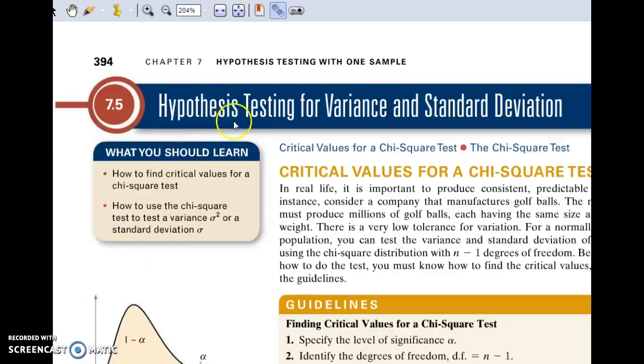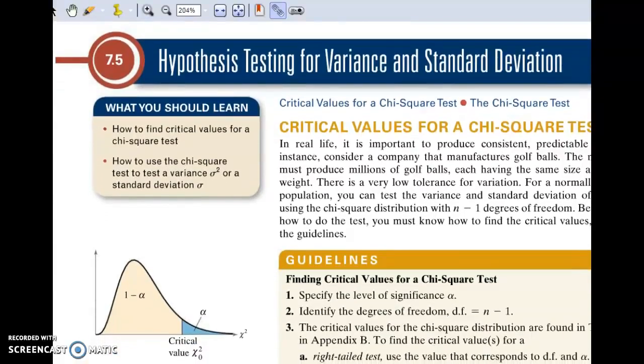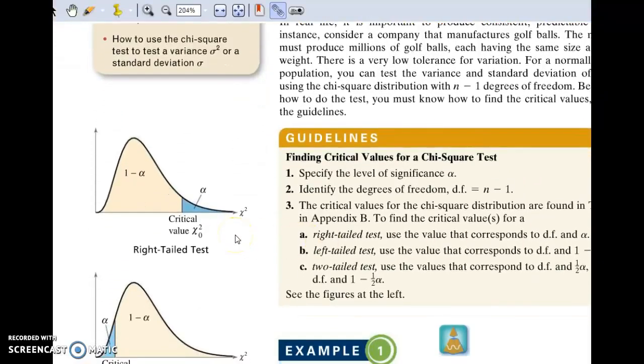In 7.5, we're doing hypothesis testing for variance and standard deviation. The overall concept is going to be very similar to all the previous chapters and videos, where we're going to look at a sample, and if that sample is really far away from the bulk of the data, if we're way out in the tail, then we're going to reject the null hypothesis. The main difference in 7.5 here is our distribution is going to follow what's called the chi-square distribution.